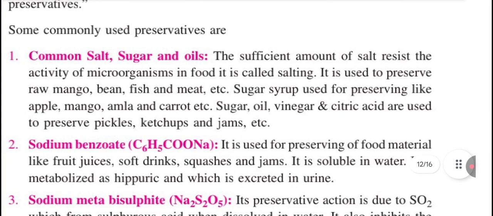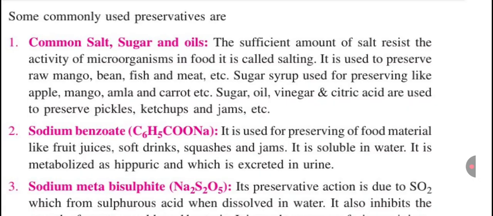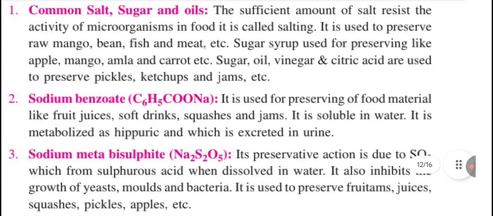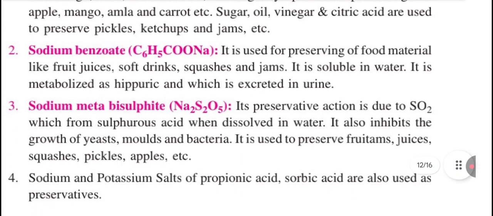Some commonly used preservatives are: first, common salt, sugar, and oils. A sufficient amount of salt resists the activity of microorganisms in food, and it is called salting. It is used to preserve raw mango, beans, fish, and meat, etc. Sugar syrup is used for preserving fruits like apple, mango, amla, and carrot, etc. Sugar, oil, vinegar, and citric acid are used to preserve pickles, ketchups, and jams, etc.